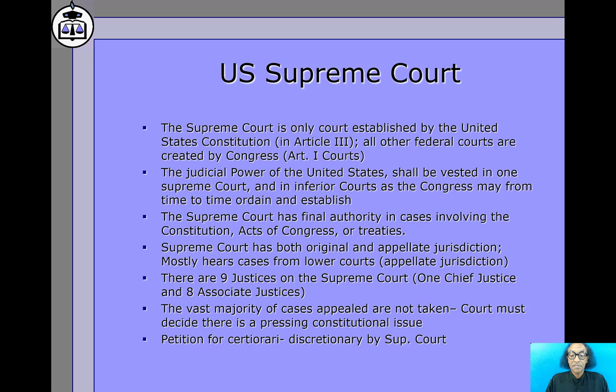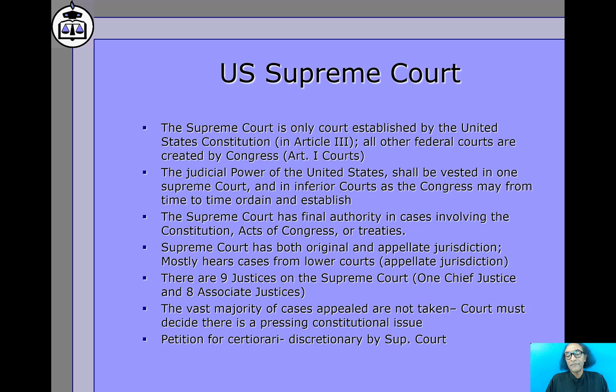And when it sits as a court of original jurisdiction, that means the Supreme Court sits as a trial court. That doesn't happen very much. There are a very limited set of circumstances set forth in the Constitution where the Supreme Court has to sit as a court of original jurisdiction, oftentimes involving legal disputes between states, foreign consuls and ministers and things of that sort.